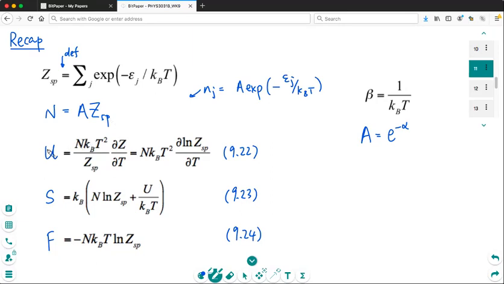Okay, and then we derived this last time, and we are going to look at this again today. So don't forget this. And these are the equation numbers written in the notes.